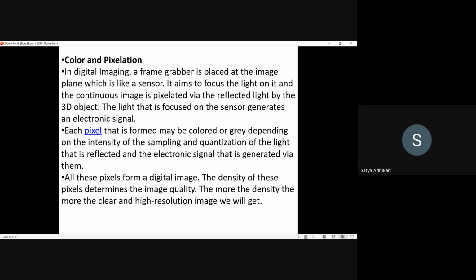All these pixels form a digital image, and the density of these pixels determines the image quality. As you know, the density of image pixels determines the image quality. If the picture contains more pixels, its quality is better. So the more the density, the clearer and higher resolution the image we will get.